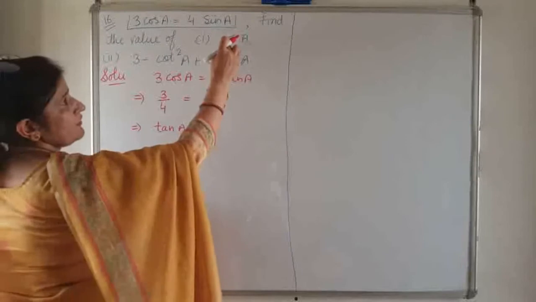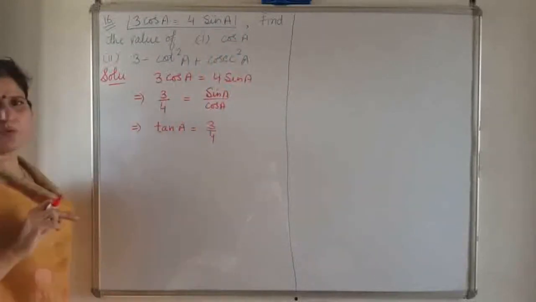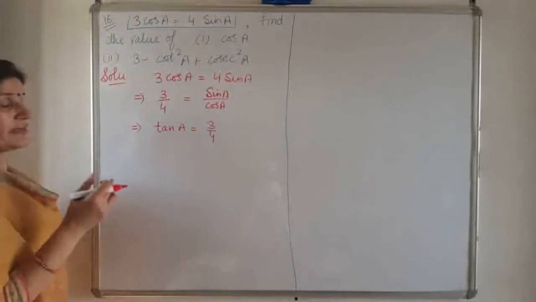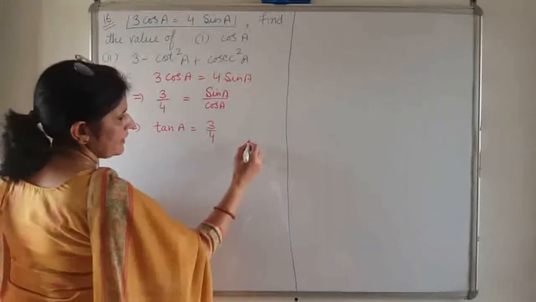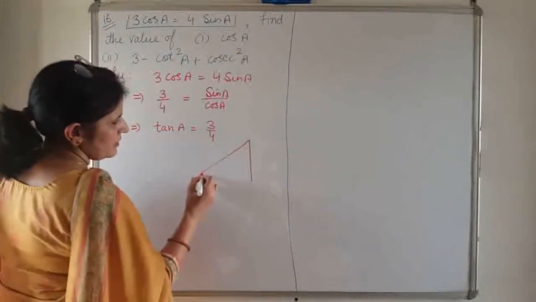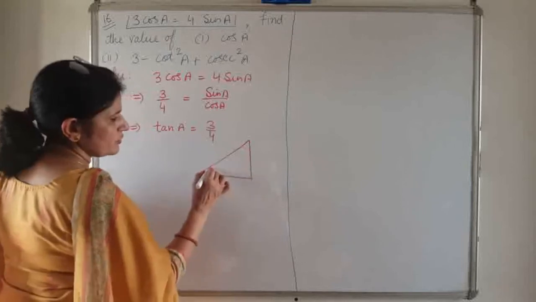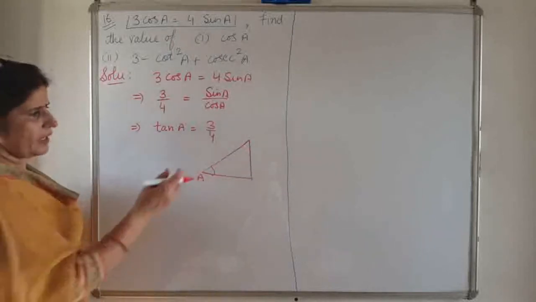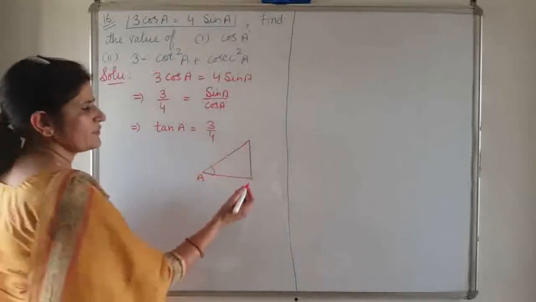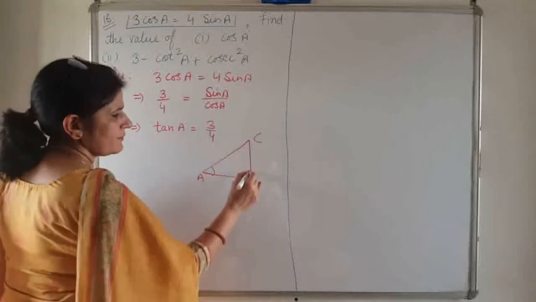See, here you have to find the value of cos A. So you can't go by division or anything. So we'll take a right angle triangle in which angle A is acute. Any other names you can take, your own choice. We'll take B and C. Okay.